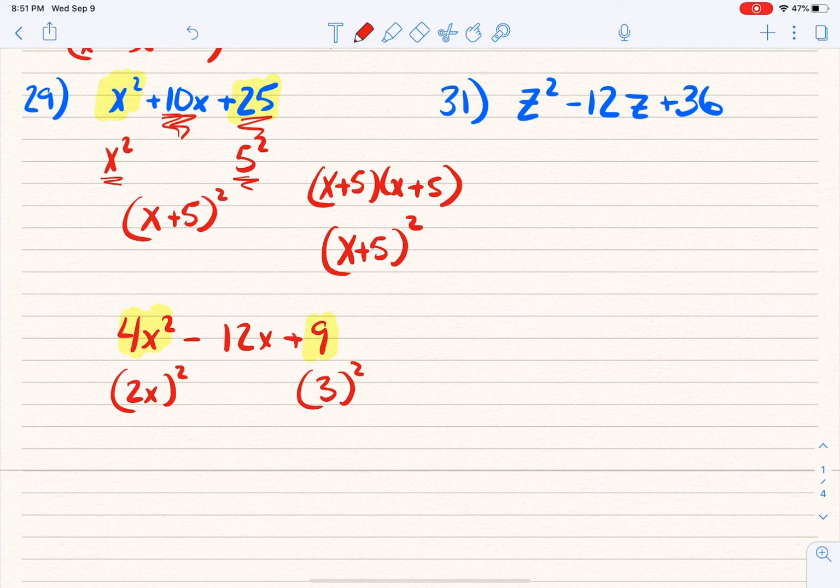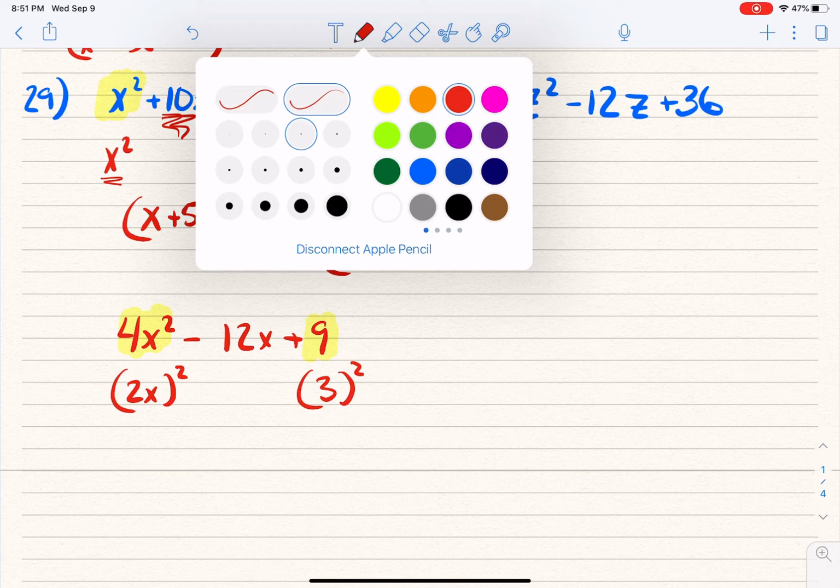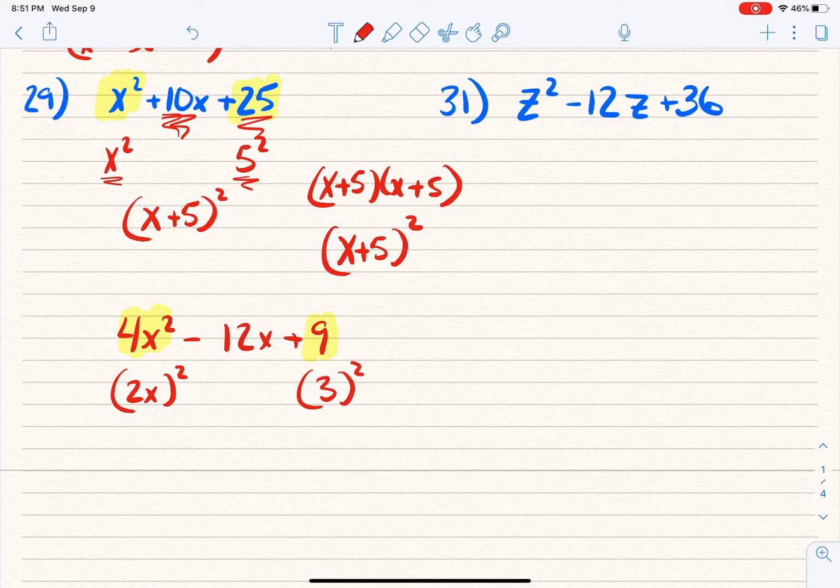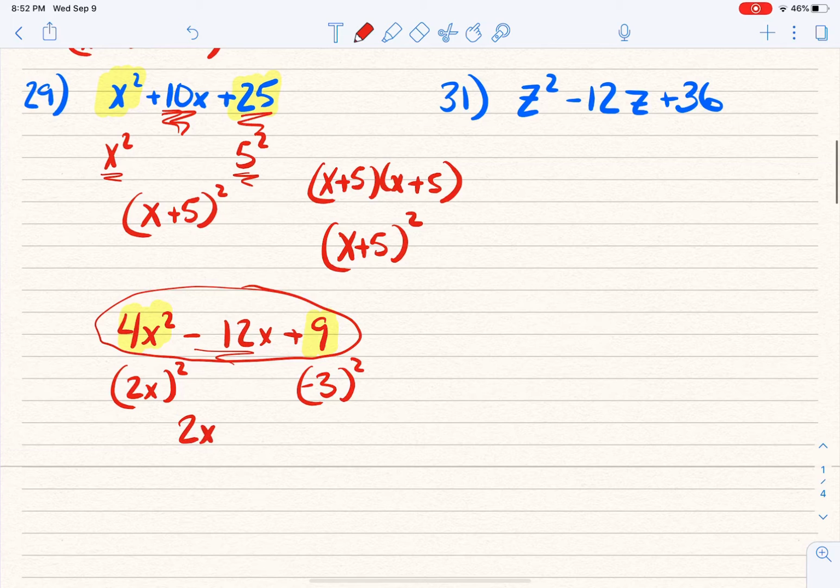Make it say 12x. If I take those two values and say 2x times 3, or this could also be a negative 3, 2x times negative 3, that gives me negative 6. And if I double that, I'd get negative 12. So this whole thing right here is a perfect square, meaning it would factor down to 2x minus 3 squared. And you could go through all of the factor by grouping and you'd get the same answer. This is just a little shortcut. Okay? Factor by grouping would get you this exact same answer. This just gives us a shortcut.